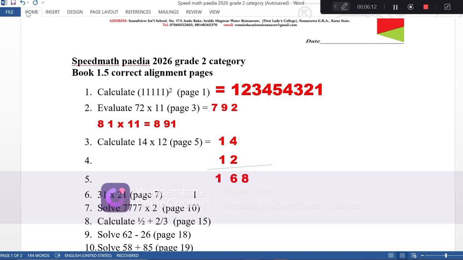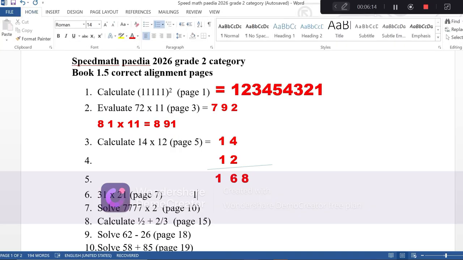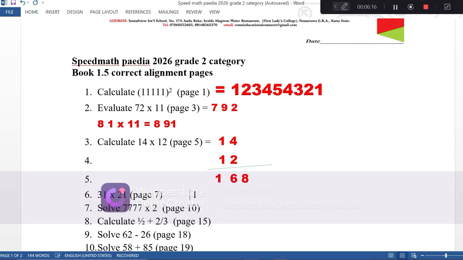So the answer here will be 1. Then after that, you go for this other number. 3 plus 2 is 5. Then what do you do again? 3 times 2 is 6. So that is going to be the answer. So that's how it is being run.